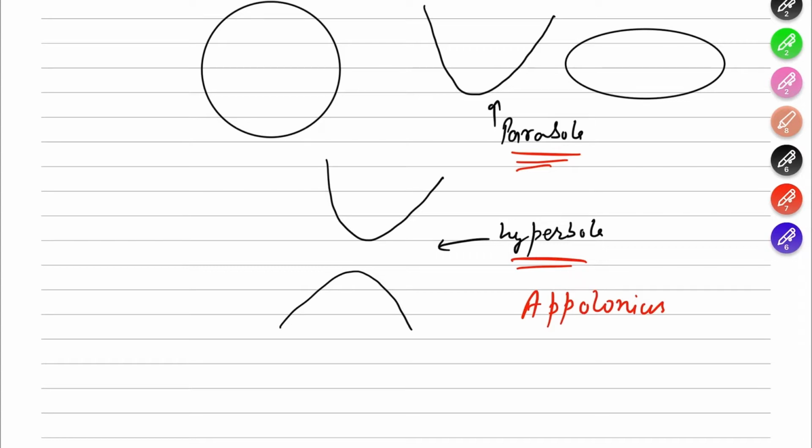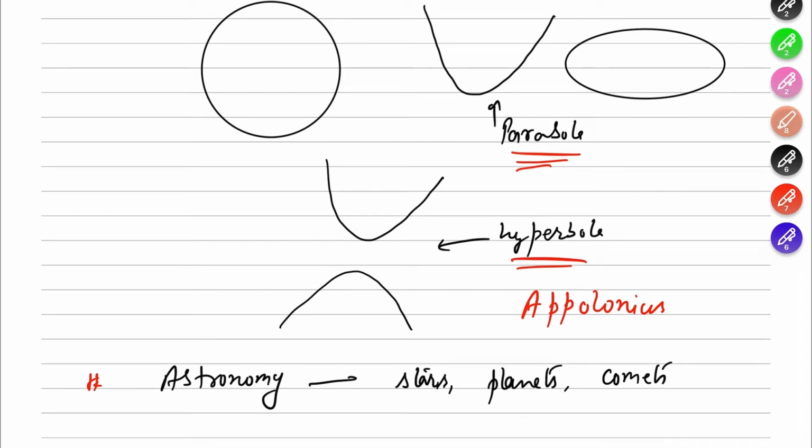One of the major applications is in astronomy, that is the stars, planets, comets, that means heavenly bodies. The path of these planets, comets or stars is one of the conic sections. So the orbit of planets is one of these conic sections, we'll see.